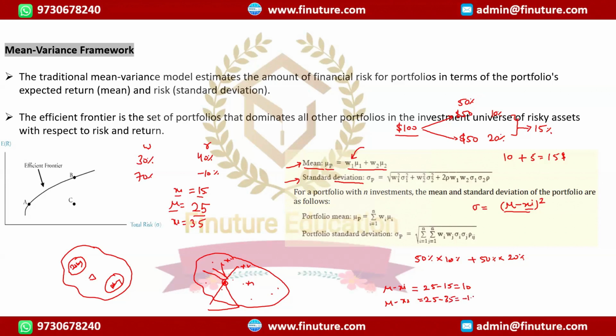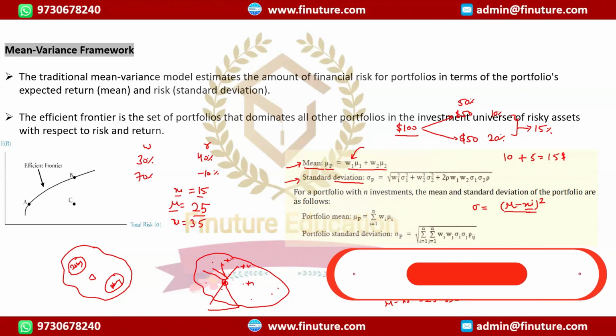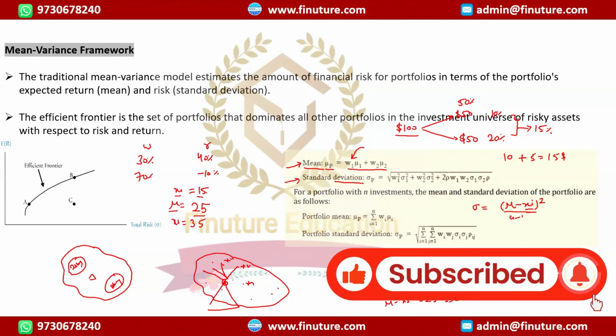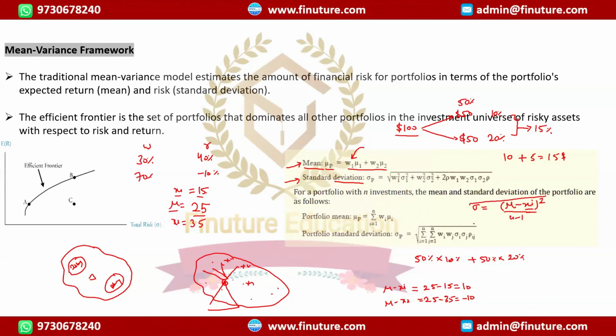Usually you square in the formula of standard deviation and divide by n minus 1. This is the formula for standard deviation: the squared deviations divided by one less than the number of data points. Whatever deviations you are getting, first square these deviations, then add them up and divide by n minus 1. That will give you the standard deviation.